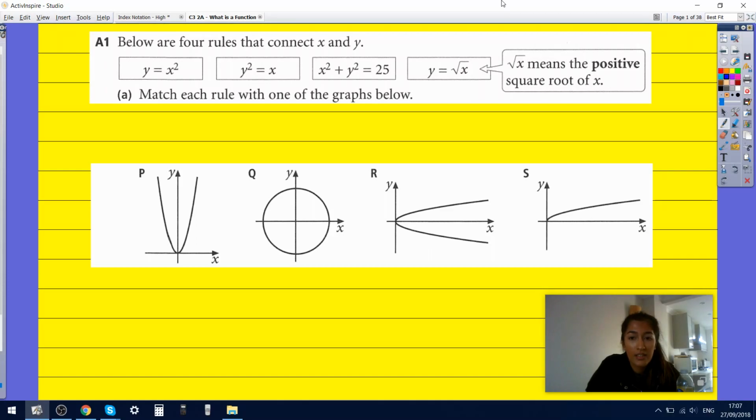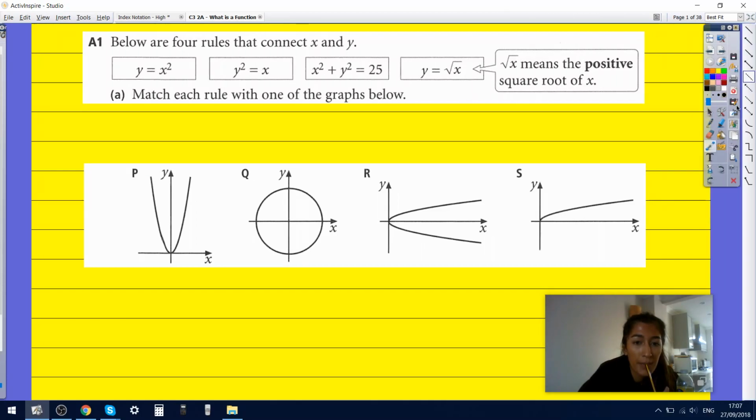So, very good. Okay, so match these up to their graphs. I'm guessing y equals x squared is p. Yeah. x squared plus y squared equals 25 is q. y squared equals x is r. Yeah, and then that's it.